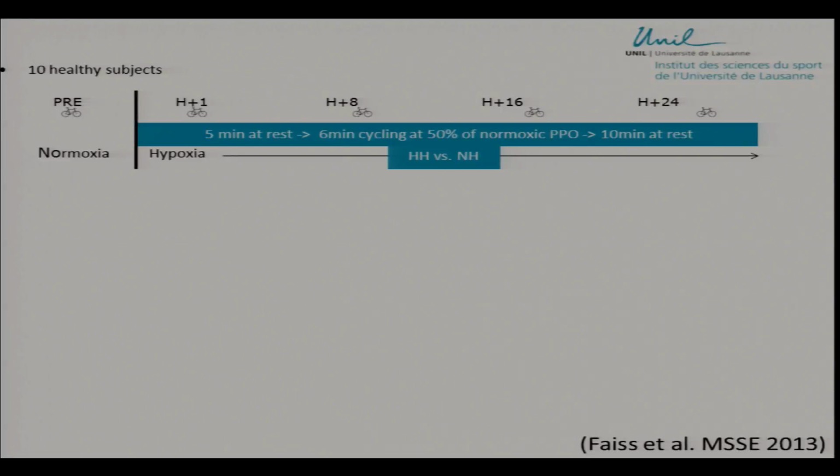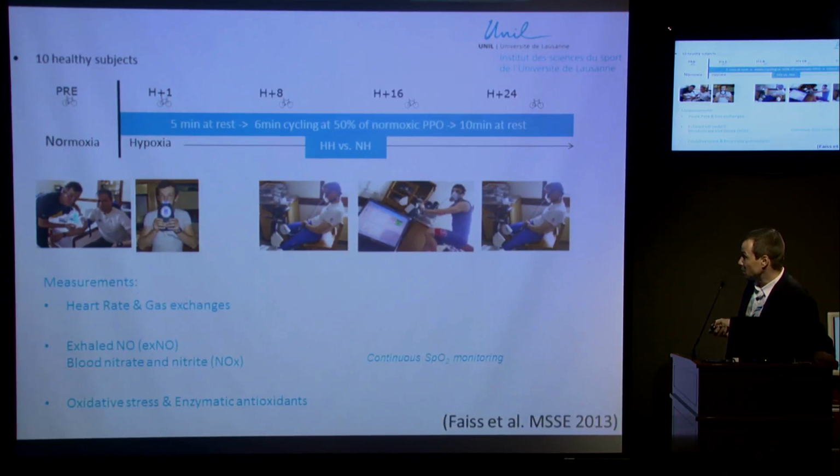So during these 24 hours, we had several measurements, but one of them, every 8 hours, was a submaximal exercise at 50% of the normoxic PPO for 6 minutes. And we also measured heart rate, gas exchange, and exhaled NO. We also measured blood nitrite and nitrate. And we had an investigation on oxidative stress and antioxidants.